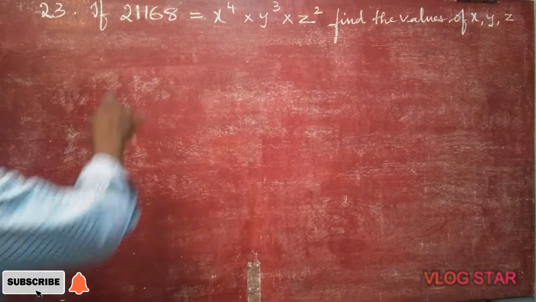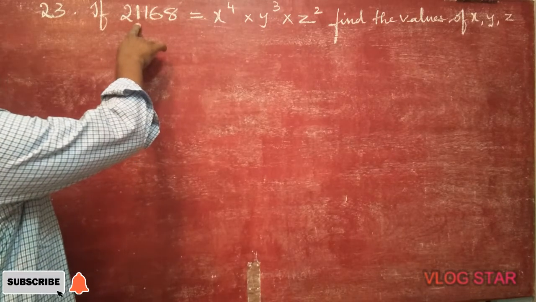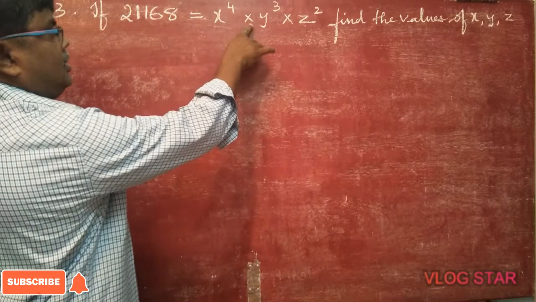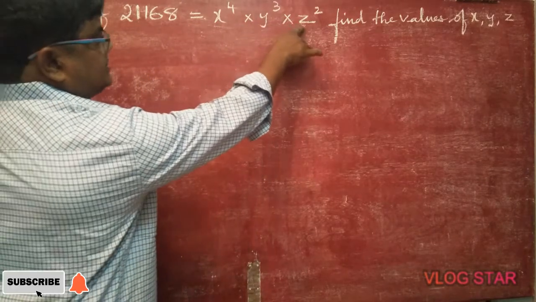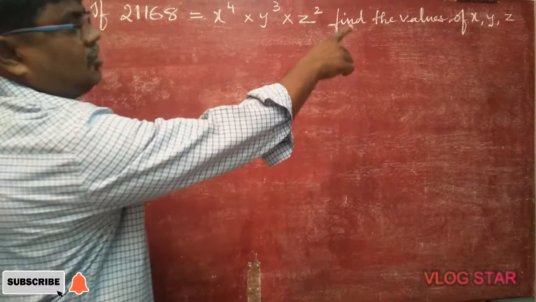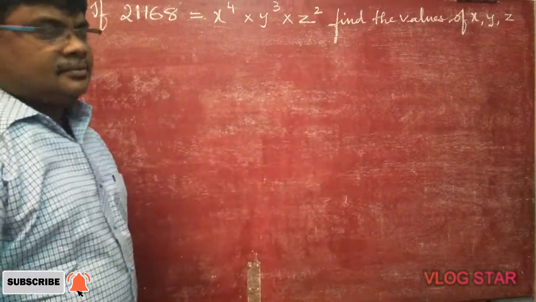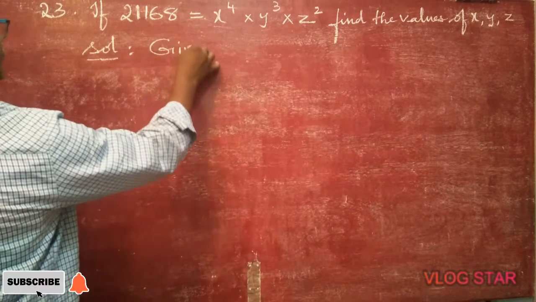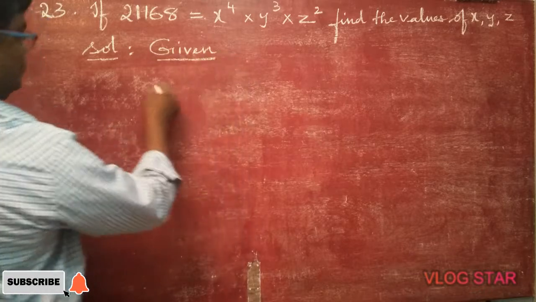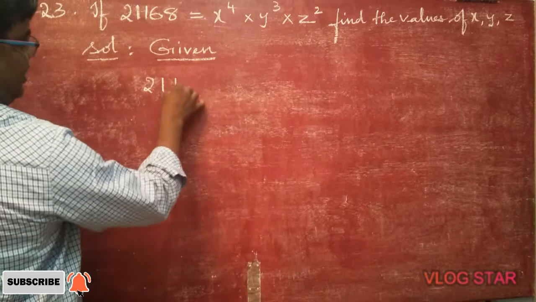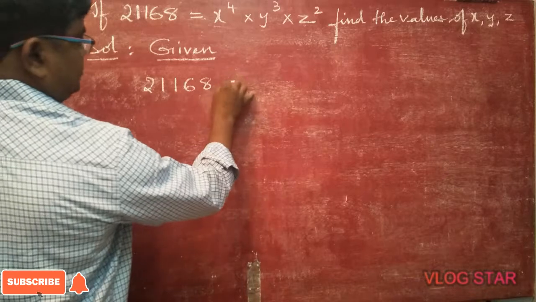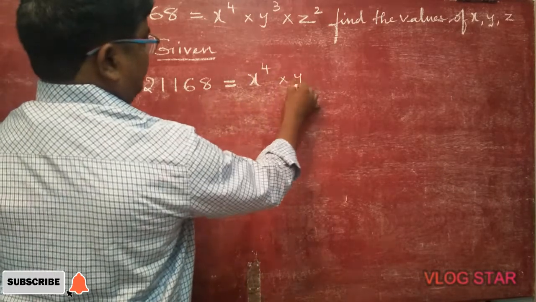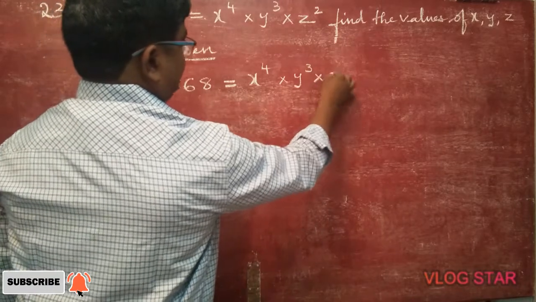23rd problem. If 21,168 is equal to x to the power of 4 into y cube into z square, find the values of x, y, z. Solution. Given: 21,168 is equal to x to the power of 4 into y cube into z square.